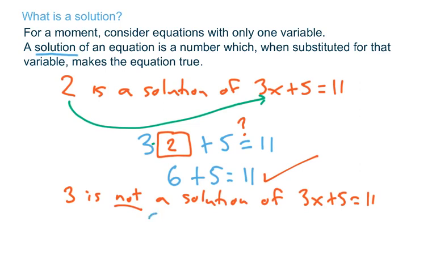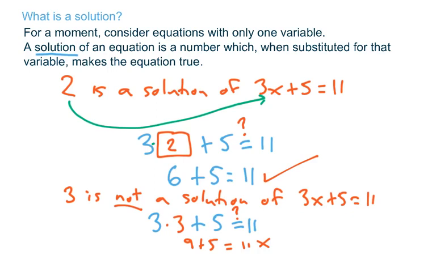Let's see. So I'm going to put the 3 in the box. I'll show it in a different color so you can see that there. 3 times 3 plus 5 equals 11. I don't know. Let's put a question mark there. We're going to check and see if it is or not. And let's do the algebra to check that out. So 3 times 3 is 9. 9 plus 5 is not 11. 9 plus 5 is 14. So that tells me that 3 is not a solution. That did not work.